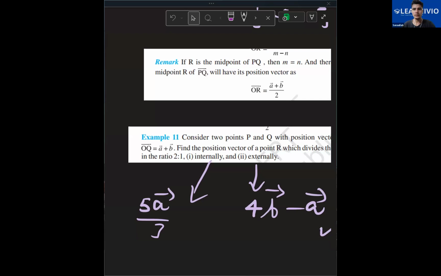Is the screen visible? Yes, sir. Right. Yes.